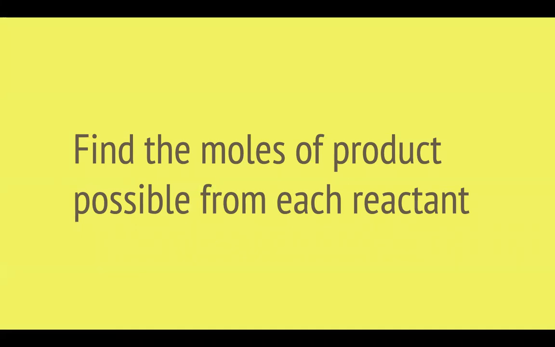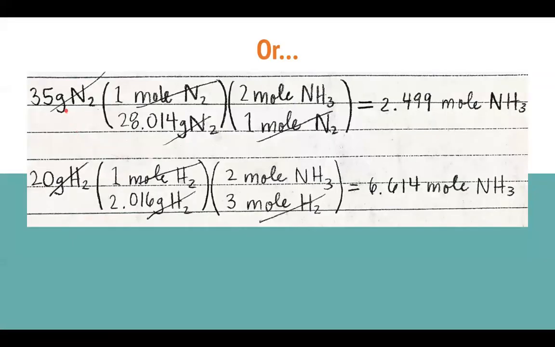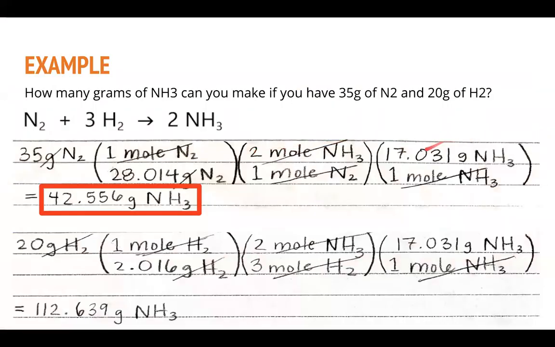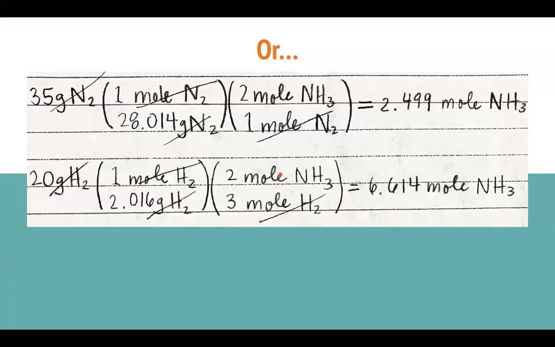The second way is to find the moles of product possible from each reactant. It's the exact same thing, but you just stop a step early. Again, take what you're given, the 35 grams of dinitrogen, look at my units, make sure they cross out, and convert it into moles of product instead of grams of product. Literally it's the exact same thing, but I'm just cutting off this last step right here. This ends in moles, and the other one ends in grams.